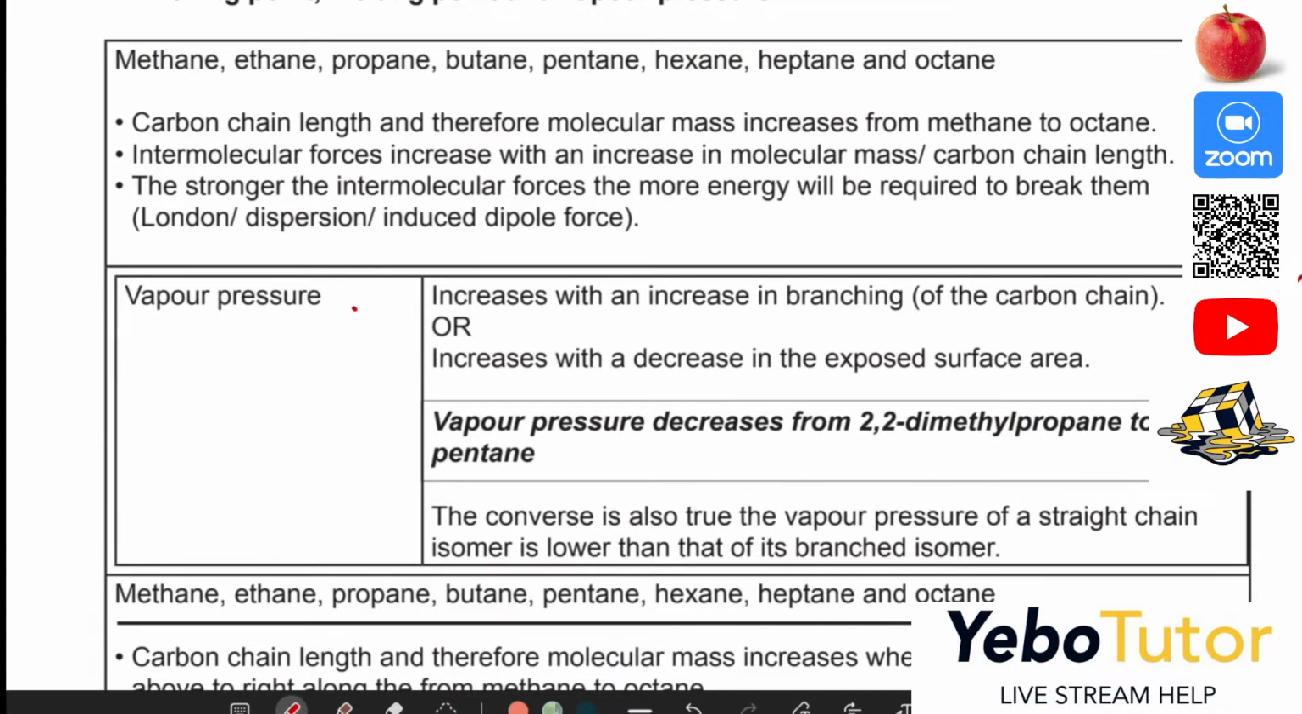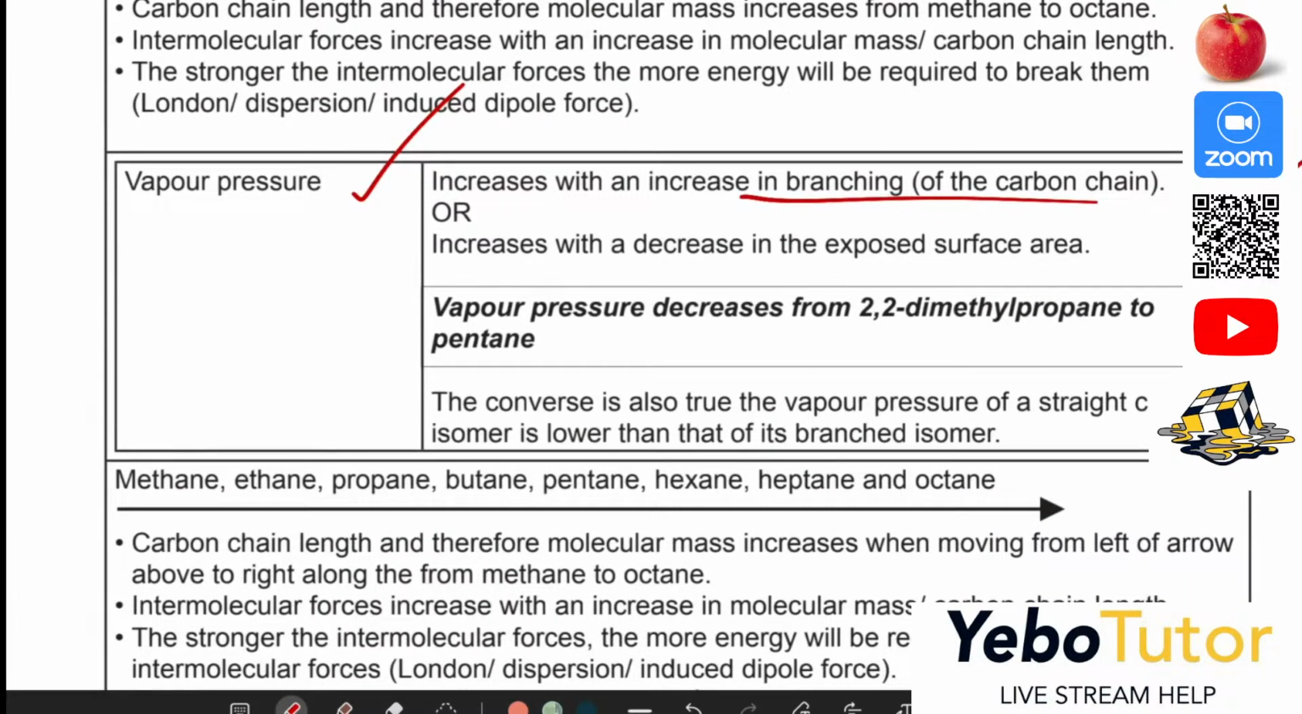So, for instance, vapor pressure increases with an increase in branching. If we have a lot of branches on the carbon chain, the vapor pressure increases. It increases with a decrease in the exposed surface area. If we initially had a pentane, which is 5 carbons like this, but now this will be something like this. This is a pentane, 1, 2, 3, 4, 5. Then we have 1, 2, 3, 4, 5. You can see now the surface area has decreased.